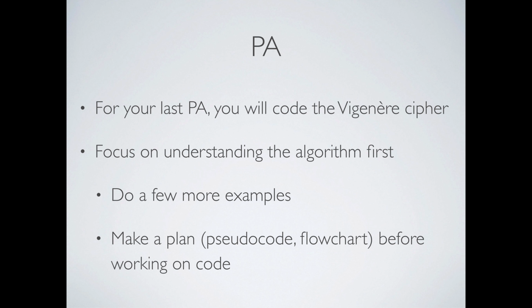As you saw in the previous example though, once you get the encryption one working, the decryption one is just a matter of reversing the math and replacing a couple of variable names. Again, I strongly recommend focusing on the algorithm first, so make sure you understand it. Go through maybe a couple more examples on your own, and then do that design and planning phase, much like we did for the Caesar cipher. So make a plan, pseudocode, flowchart, whatever works for you before you work on the code. As usual, if you have any questions, feel free to let me know.